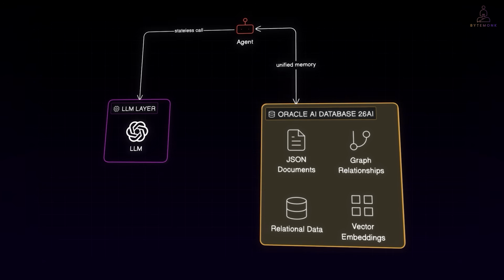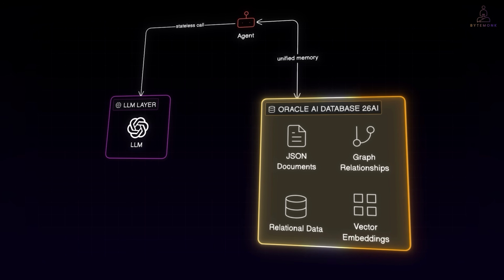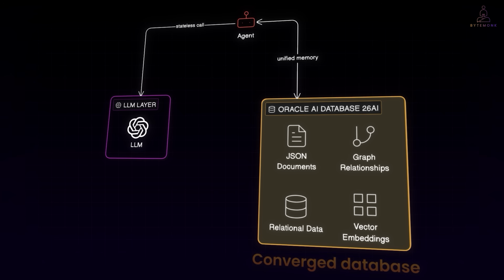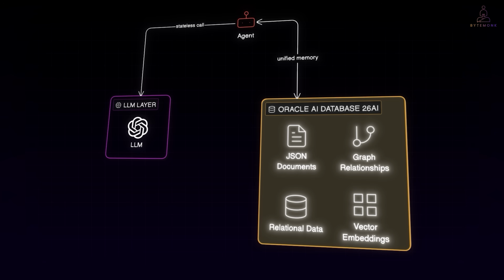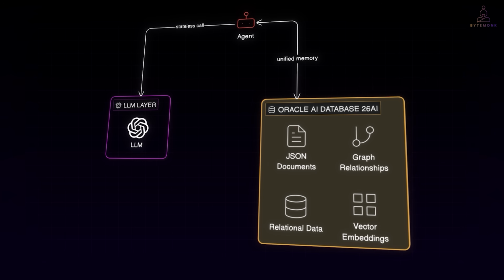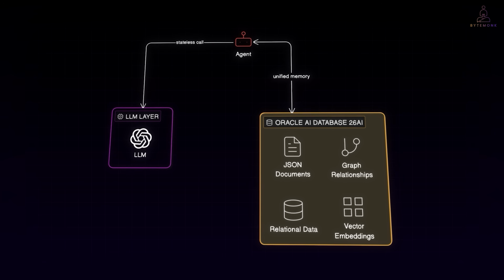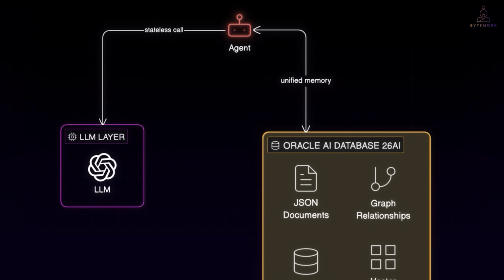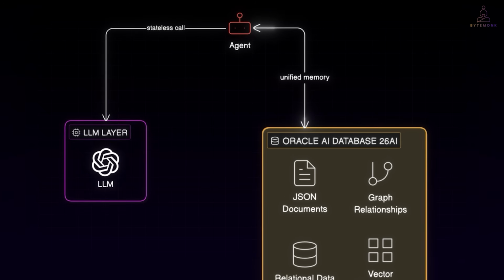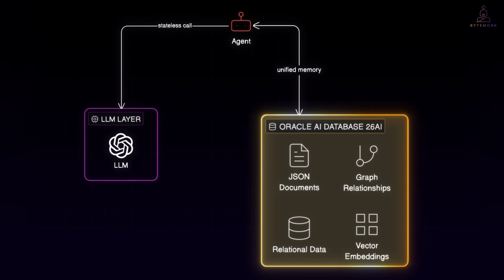And that's exactly what Oracle AI Database 26AI does. It's a converged database. That means it handles relational data, JSON documents, graph relationships, and vector embeddings, all in the same engine, all queryable in a single statement. So instead of calling 3 separate systems for short-term context, long-term facts, and semantic search, your agent makes one call, one connection string, one system that stays consistent by default.